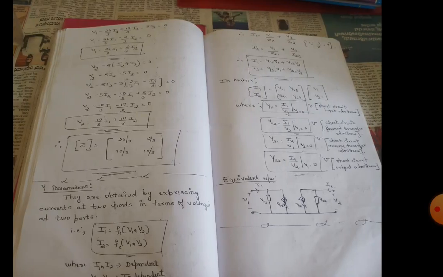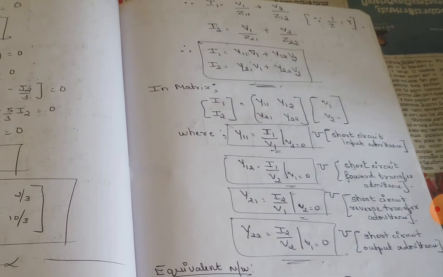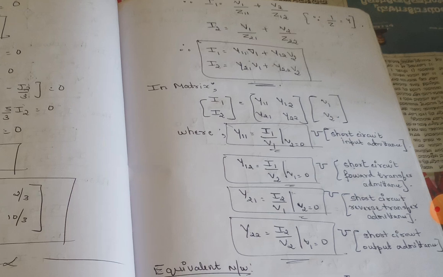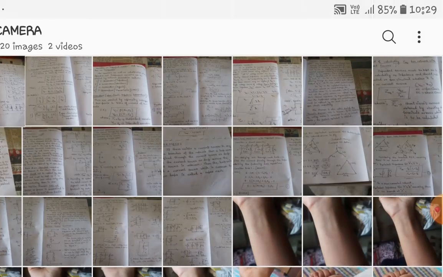Similarly we have another kind of parameter, the Y parameter. In the Z parameters we had the equations for voltages, while in the Y parameters we have the equations for current, given as I1 equal to Y11 V1 plus Y12 V2, and I2 equal to Y21 V1 plus Y22 V2. Similarly we get the values Y11, Y12, Y21 and Y22 by putting V2 and V1 equal to 0.